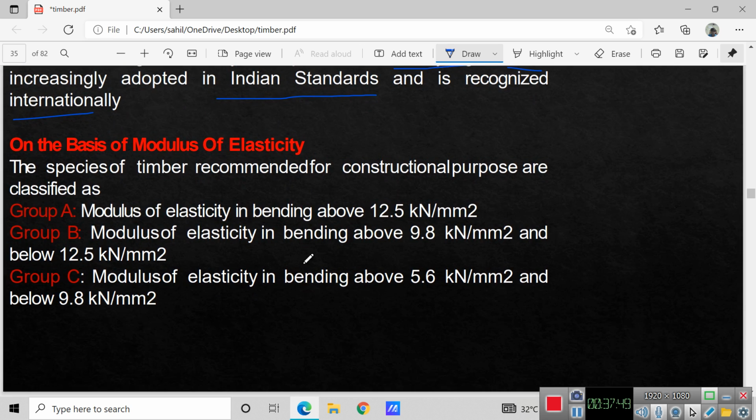On the modulus of elasticity, the species of timber recommended for constructional purpose are classified as: Group A, modulus of elasticity in bending above 12.5 kN per millimeter square, and the modulus of elasticity in bending above 9.8 kN per millimeter square and below 12.5 kN per millimeter square is of group B. Now group C is modulus of elasticity in bending above 5.6 kN per millimeter square and below 9.8 kN per millimeter square.